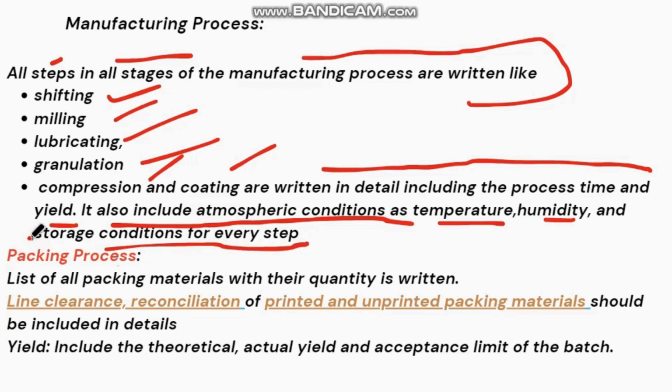And regarding the packing materials and the packing process, it also contains all the details of the packing materials along with their quantities, clearly written. Regarding line clearance and reconciliation: reconciliation means how much packing material was received for the packing of the particular batch, and how much of the packing material is left after packing of that batch. Everything is clearly accounted for.